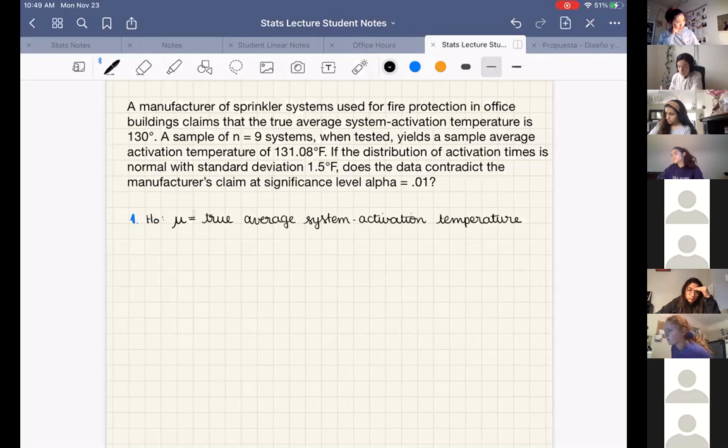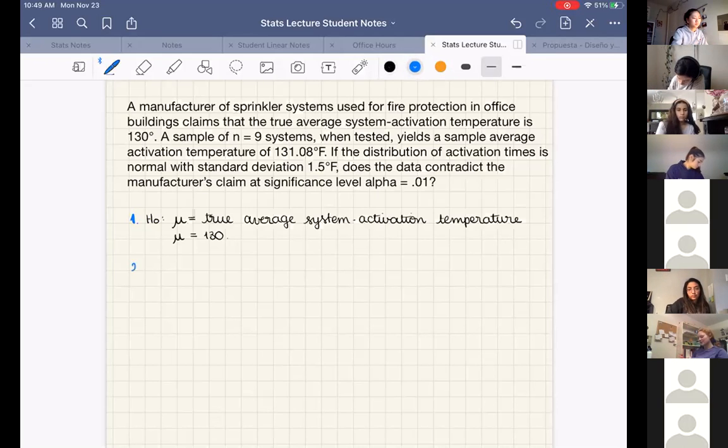For the sprinklers. Okay, and so what we're trying to test, the hypothesis that we're going to start with, is that mu is equal to 130. Because what we're trying to determine is if we contradict the manufacturer's claim. The manufacturer's claim is that the system activation temperature is 130. So this is what we're going to assume to be true. All right. Can I see a yes from everybody that understands this, please?